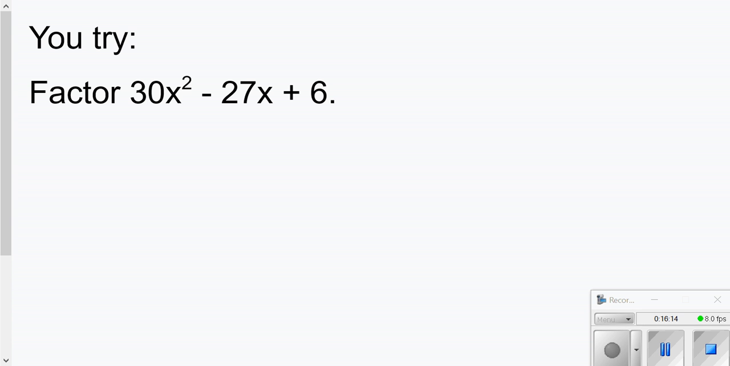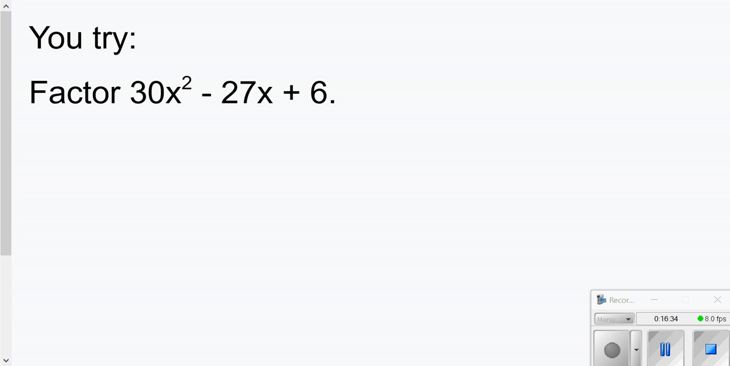The first thing I mentioned was always look for a greatest common factor. Does this have a greatest common factor? Oh, it does. So you have to take out a greatest common factor. Is it a difference of 2 squares? No, it's not a difference of 2 squares because there's 3 terms.